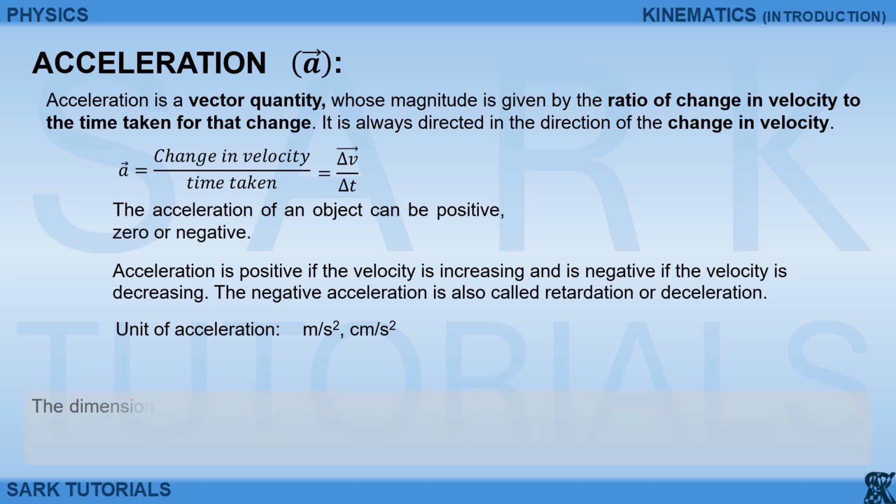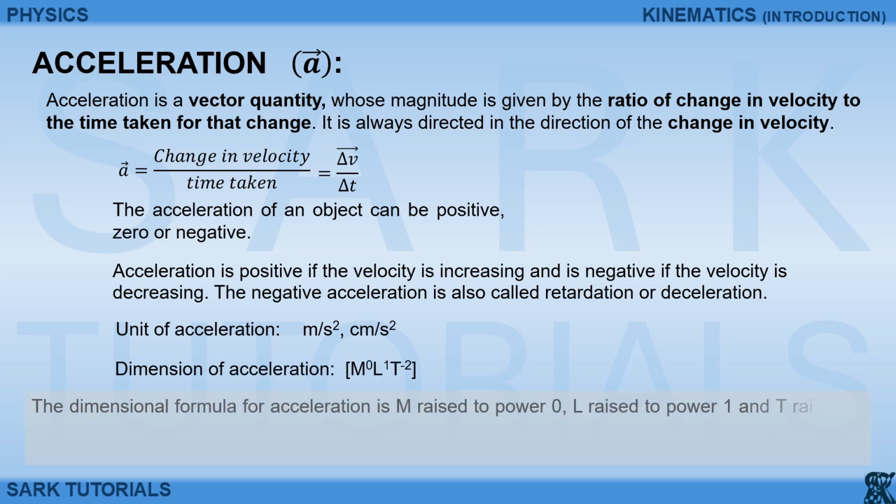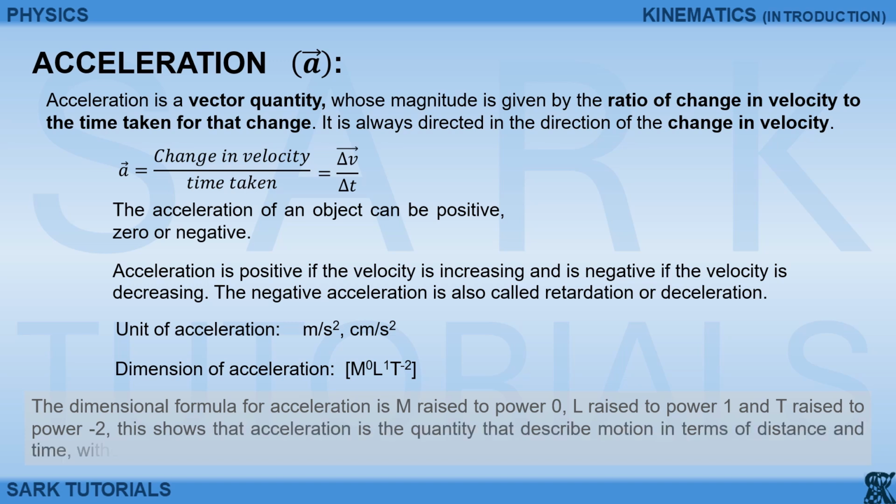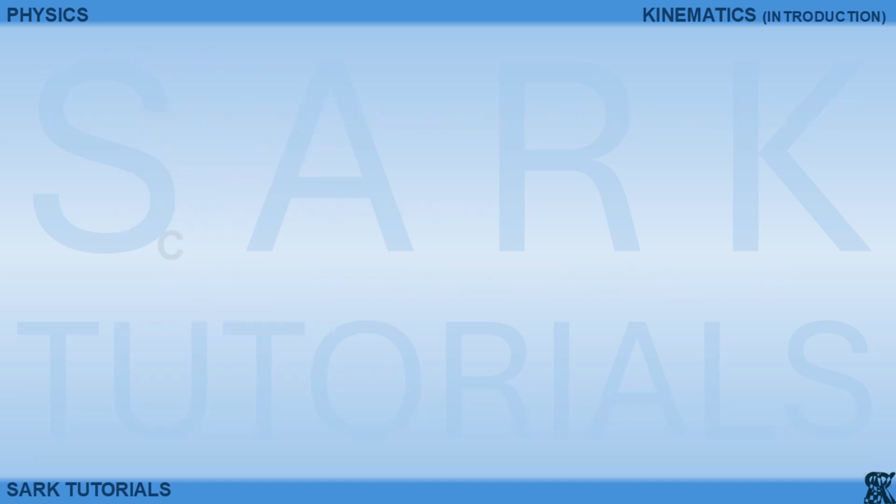Dimension. The dimensional formula for acceleration is M raised to power 0, L raised to power 1, and T raised to power minus 2. This shows that acceleration is the quantity that describes motion in terms of distance and time, without being influenced by mass.